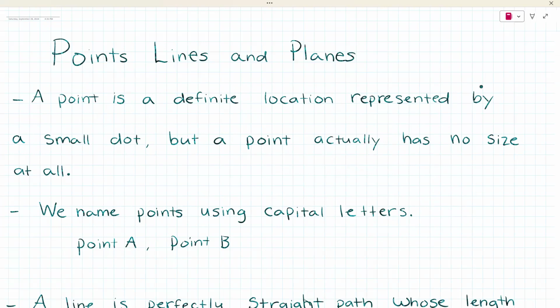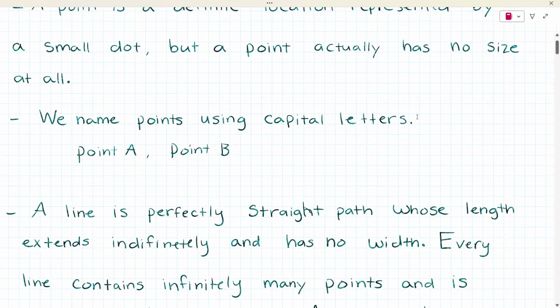So let's go over a point. A point is a definite location represented by a small dot, but a point actually has no sides at all. So we name points by using capital letters such as point A, point B. So that's pretty self-explanatory. A point is named by a capital letter.